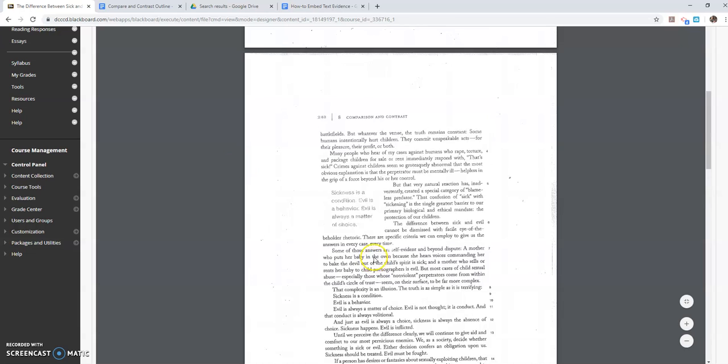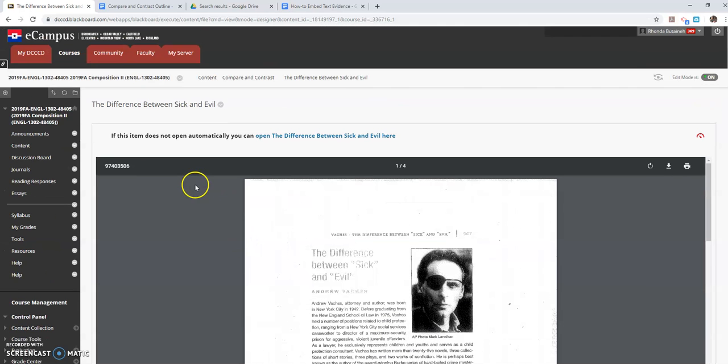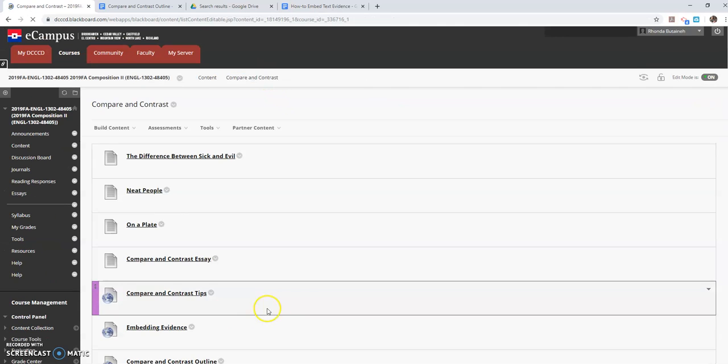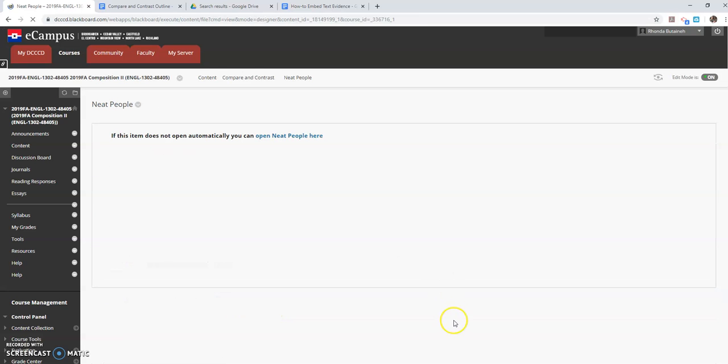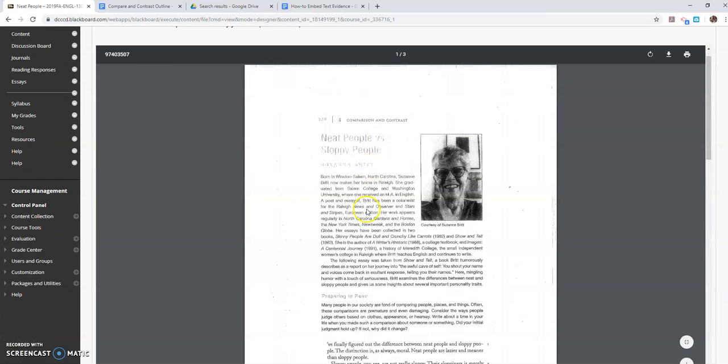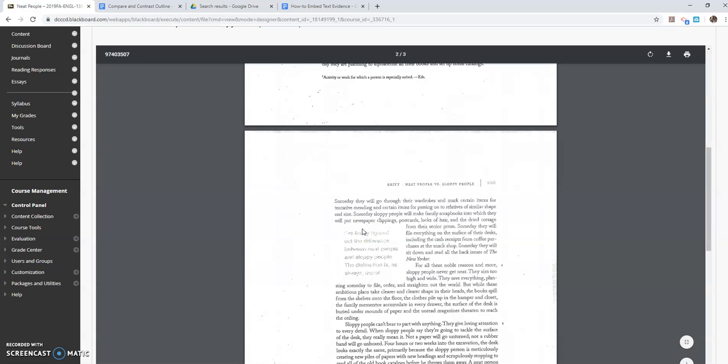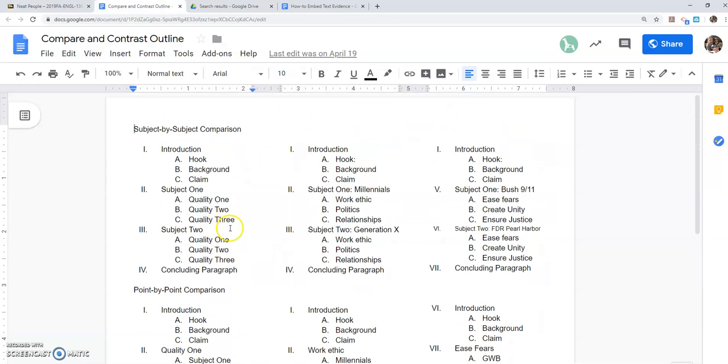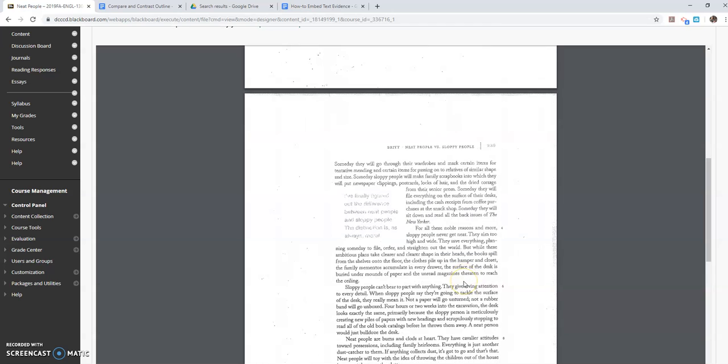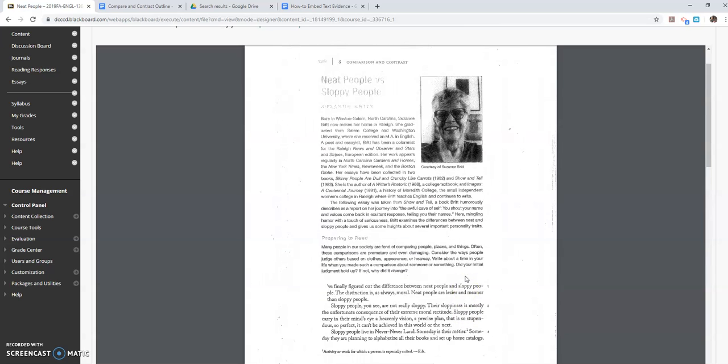Okay. The other essay that is your model piece, she is comparing neat people to sloppy people, and she does it subject by subject. Okay. This is her structure right here. She spends the first few paragraphs talking about sloppy people and the next few paragraphs talking about neat people. Okay, and so that is a good option to look at.